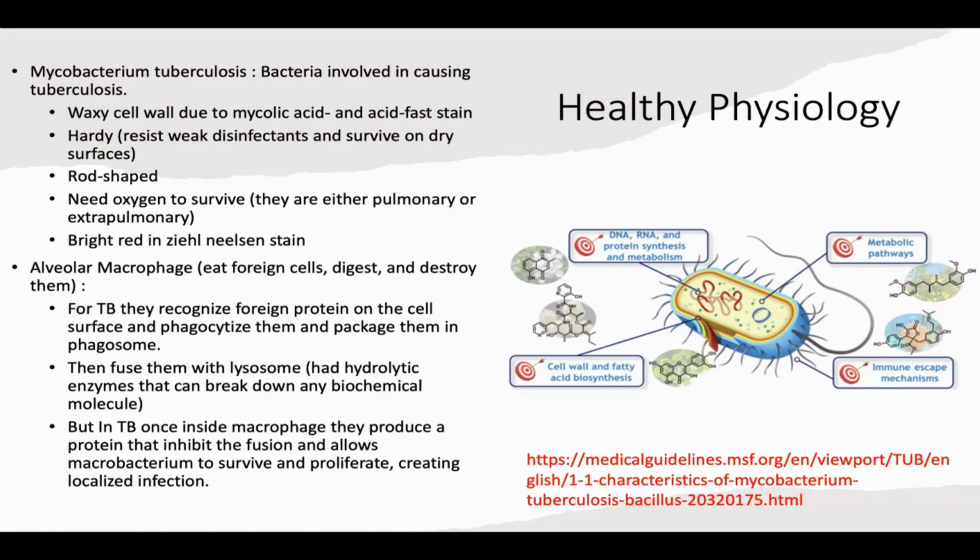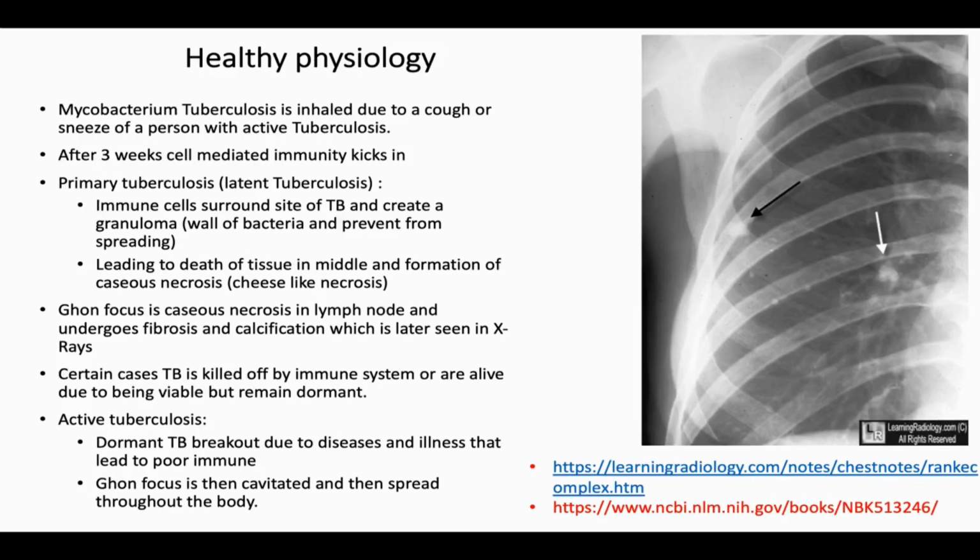But in tuberculosis, it's tricky since once the bacteria is inside the macrophage, they produce a protein that inhibits the fusion with lysosome and allows the mycobacterium to survive and proliferate, creating a localized infection. And everything I said can be found in the links provided below.